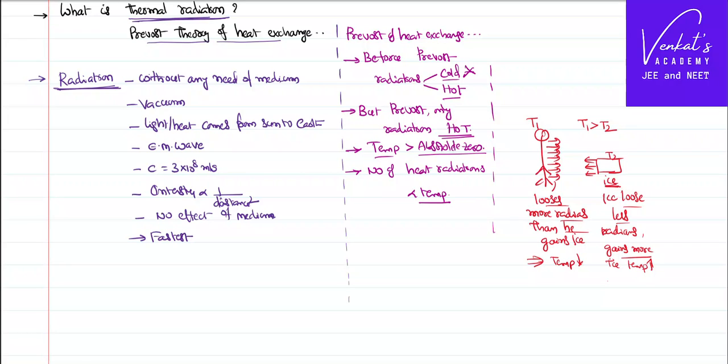So, the most important aspect of Prevost theory is these certain points. There is no cold radiation, but there is only hot radiation. Everybody emits only hot radiations provided the temperatures are more than absolute zero. The number of radiations emitted by a body is directly proportional to the temperature of the body. That theory is called Prevost theory of heat exchange. Basing on that, bodies become cold or hot, right?